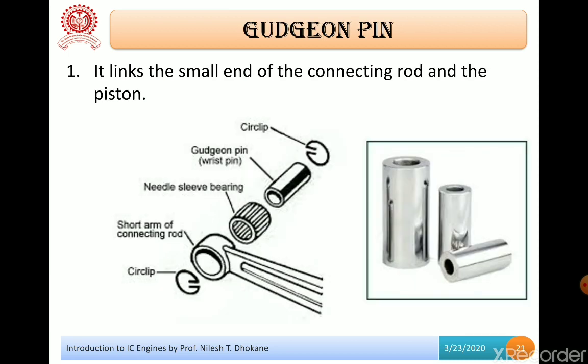Next is the gudgeon pin. It links the small end of the connecting rod and the piston. It has some small components like the circlip and the short arm of the connecting rod. Then there is a needle sleeve bearing, because it needs to allow some motion of the small end of the connecting rod, the gudgeon pin, and again on the other side a circlip. Here you can see the actual magnified image of the gudgeon pin on the right side.